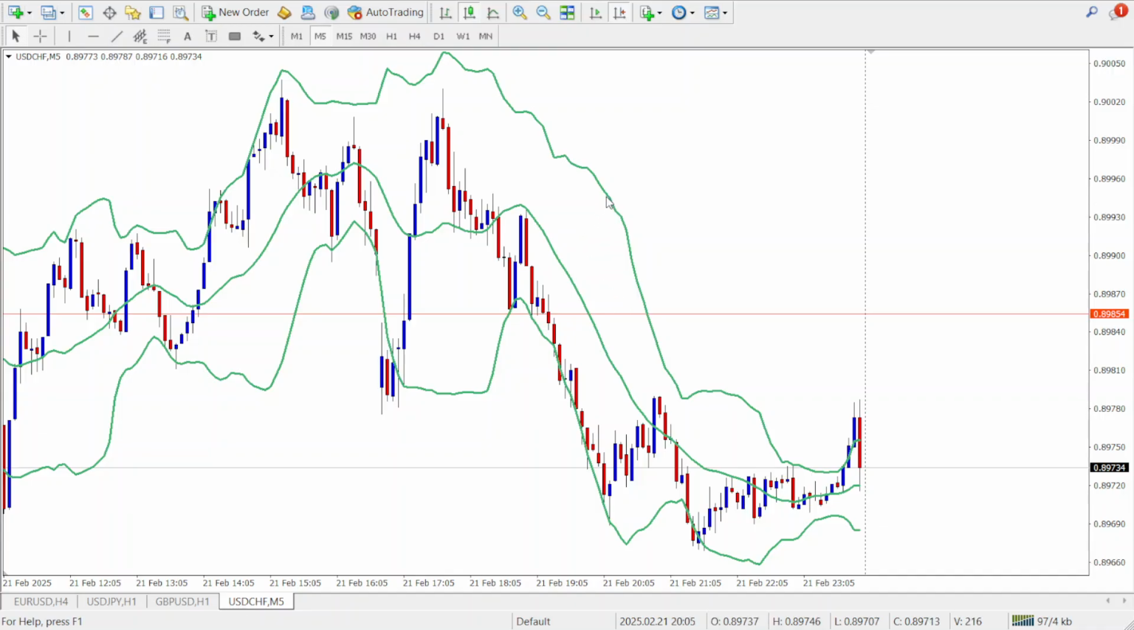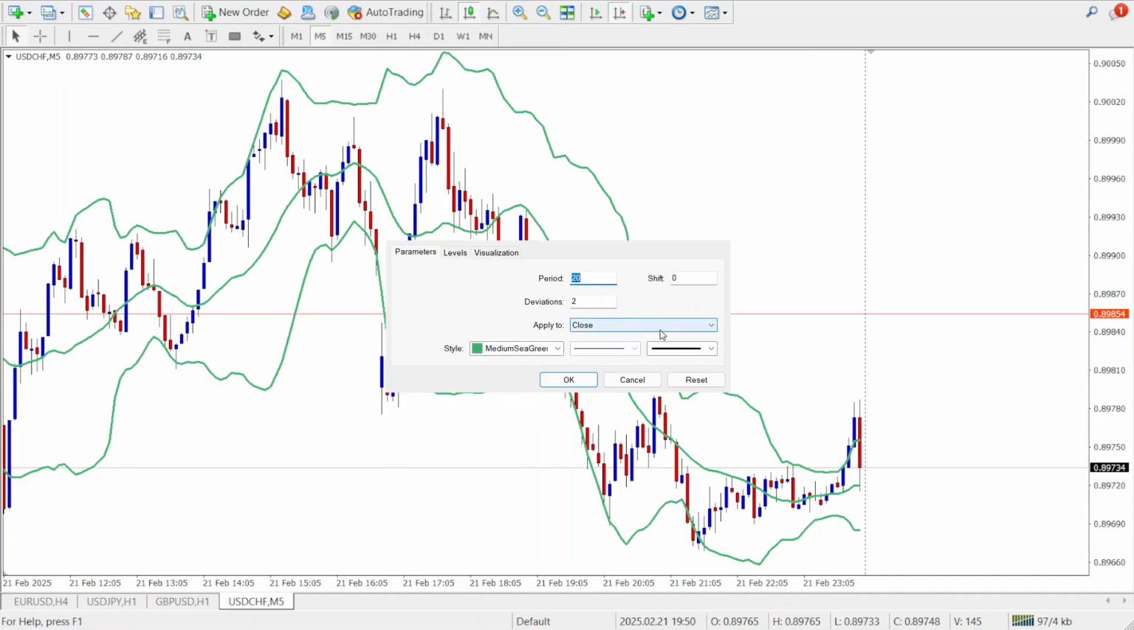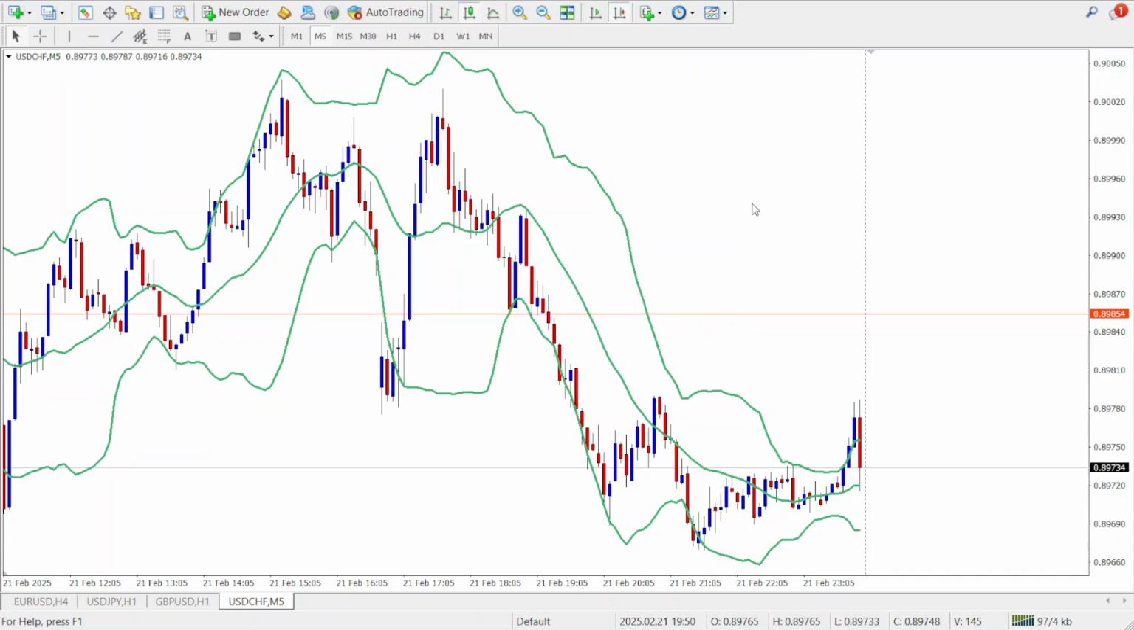Then we have the upper band. The upper band is created by adding two standard deviations. As we can see, the setting is also set to 2 by default. The default setting for the deviations is 2. So based on default, the upper band is created by adding two standard deviations to the middle band. Then the lower band is created by subtracting two standard deviations from the middle band.